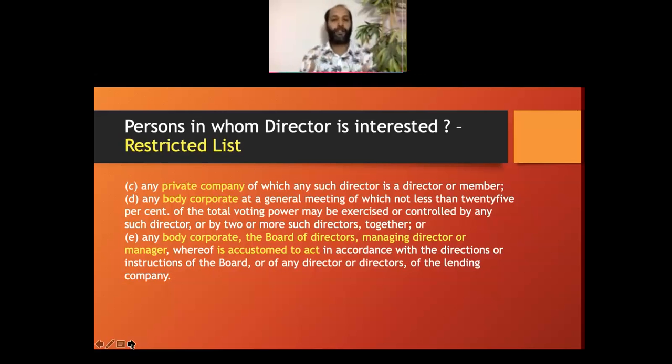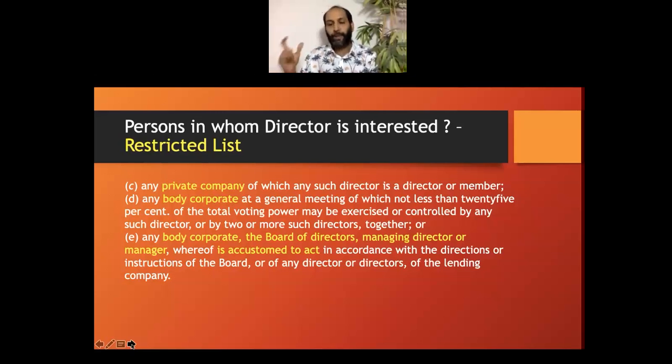And second one is the body corporate. A body corporate is very important here because it has a special peculiarity: at the general meeting of that body corporate, 25% of the total voting power is exercised or controlled by the directors we mentioned. And third one is a body corporate or a board or a company or a managing director who is accustomed to act as per our direction. So friends, there are three categories here in the restricted list. One is the private company, second one is the body corporate, third one is again the body corporate or board or managing director.